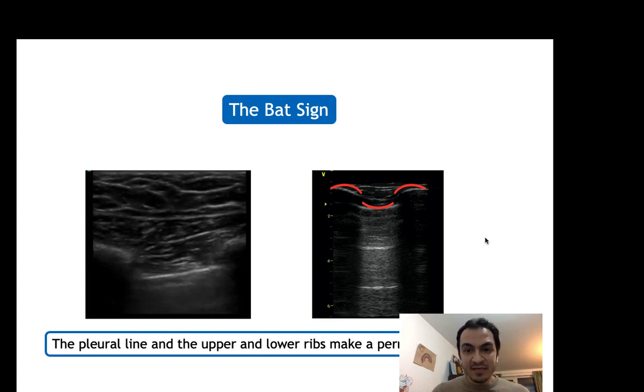And you can see here a mirror-shaped artifact of the pleural line. They happen at equal distance from each other. These are called A-lines, as we will discuss very shortly. And they always reflect normal aeration of the lung, and they can also happen if there is pneumothorax.